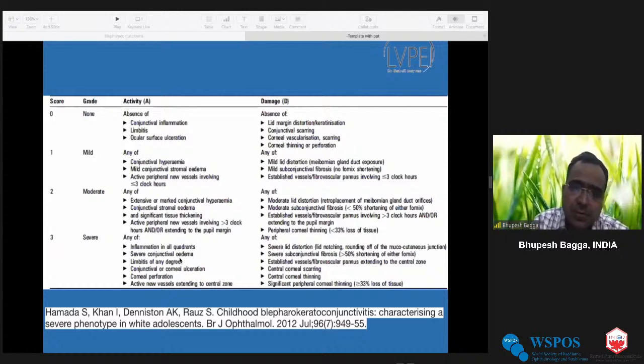This is basically a score to assess, to guide your treatment, and to make your diagnosis. Followed by damage, which includes lid margin distortion or keratinization. In terms of scoring, if they are absent, then we'll call it zero. If they are present, then we'll call it mild. And then severity wise, they can be rated as mild, moderate, or severe.